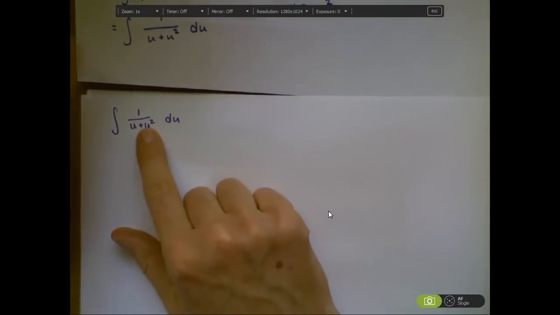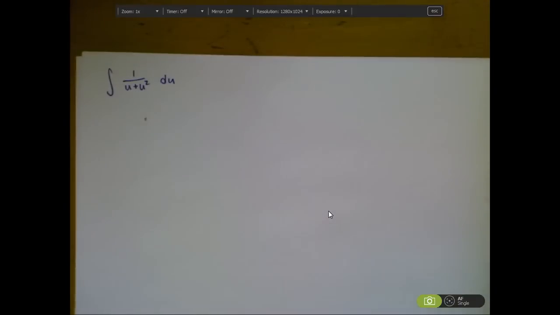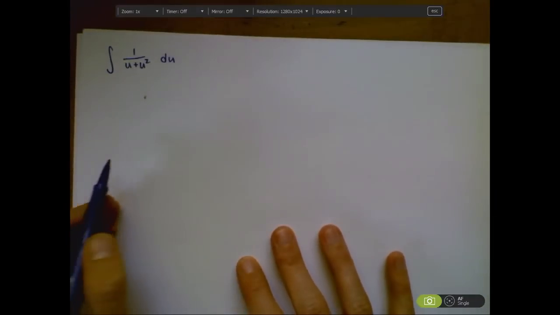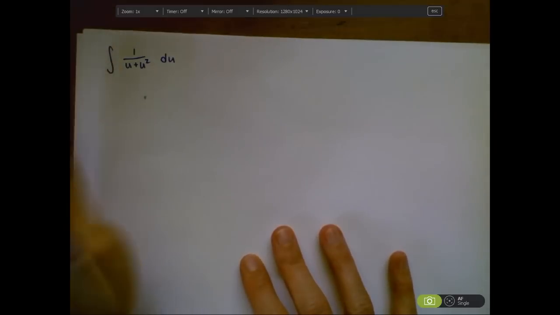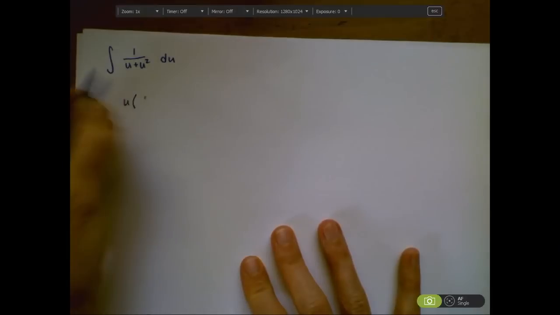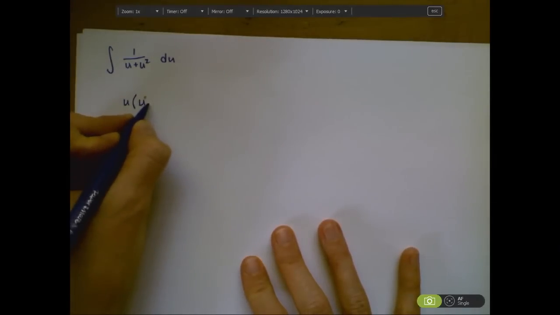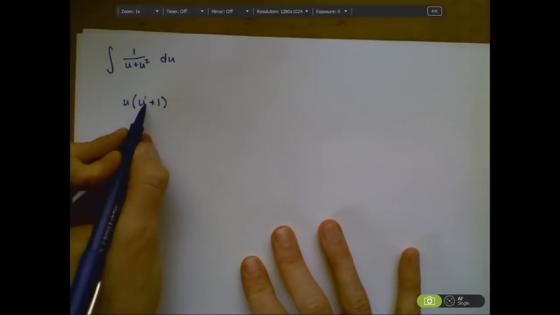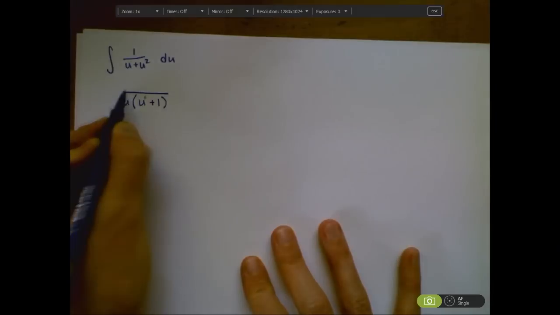Notice that this is a ratio of polynomials. We have a polynomial that's really boring on top and a polynomial on bottom. There might be other ways to do this, but I'm going to do it by partial fractions. So the first step is to factor this into u and u plus 1. This is the u squared and this is the u in the denominator.